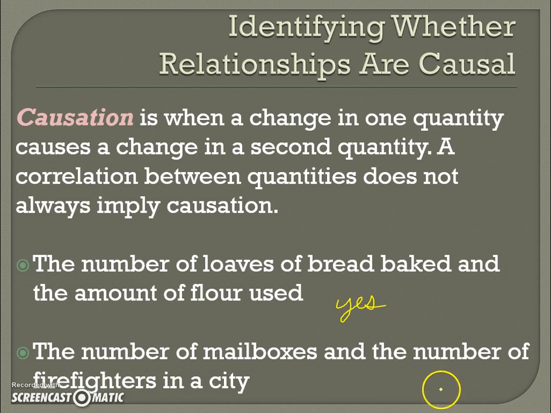The number of mailboxes and the number of firefighters in the city. This would have a positive correlation because more mailboxes means more people, and more people probably means more firefighters you would need to protect that city. But it doesn't cause it. The number of mailboxes doesn't make there be more firefighters in the city. It just means that there probably would be more firefighters in the city. So this would have a positive correlation, but no when it comes to causation.